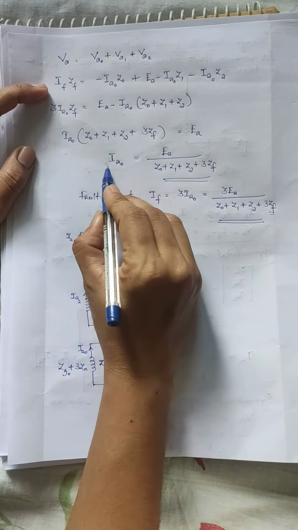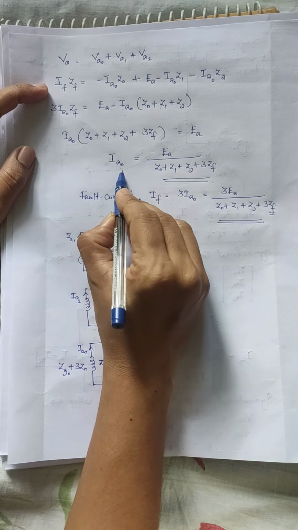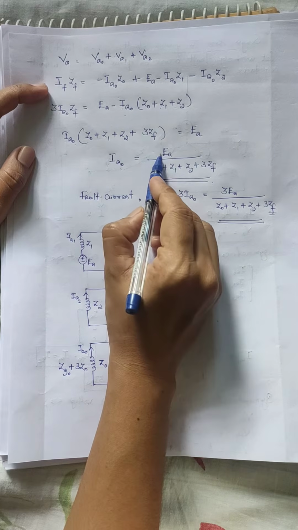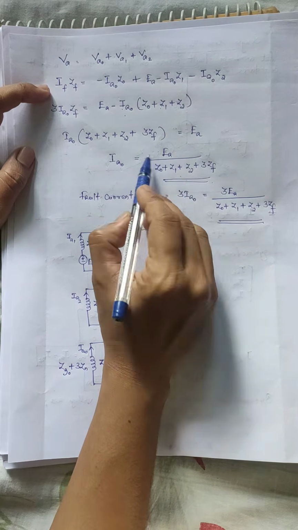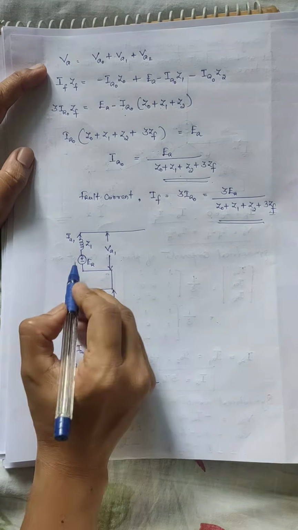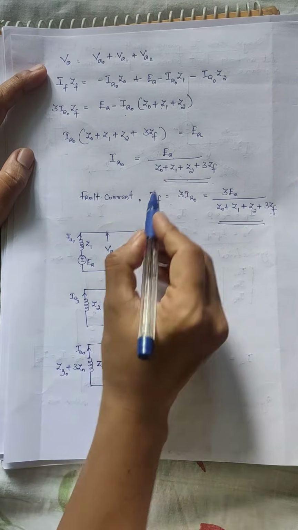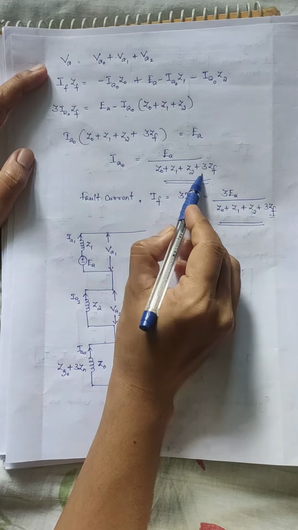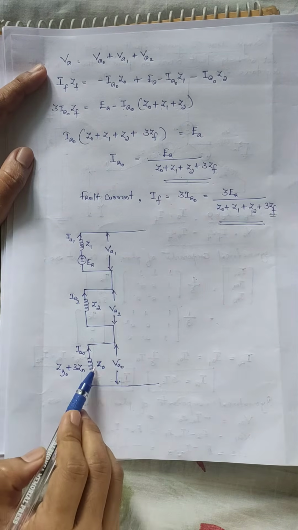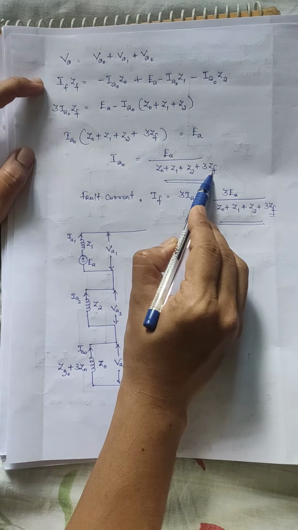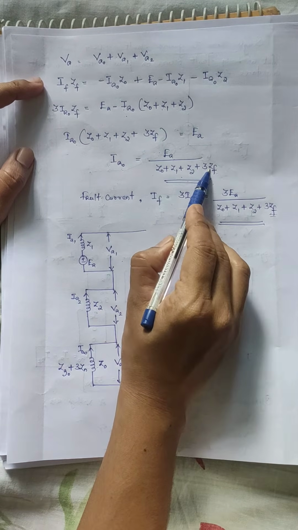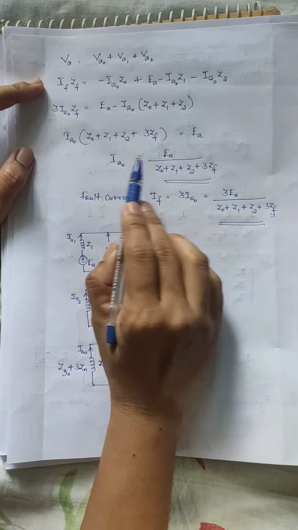So let us see the equation for IA0. IA0 is equal to V by Z format. So the voltage source is EA, which is present here, divided by the total impedance, which includes Z0 plus Z1 plus Z2 plus 3ZF. So one more impedance is there.